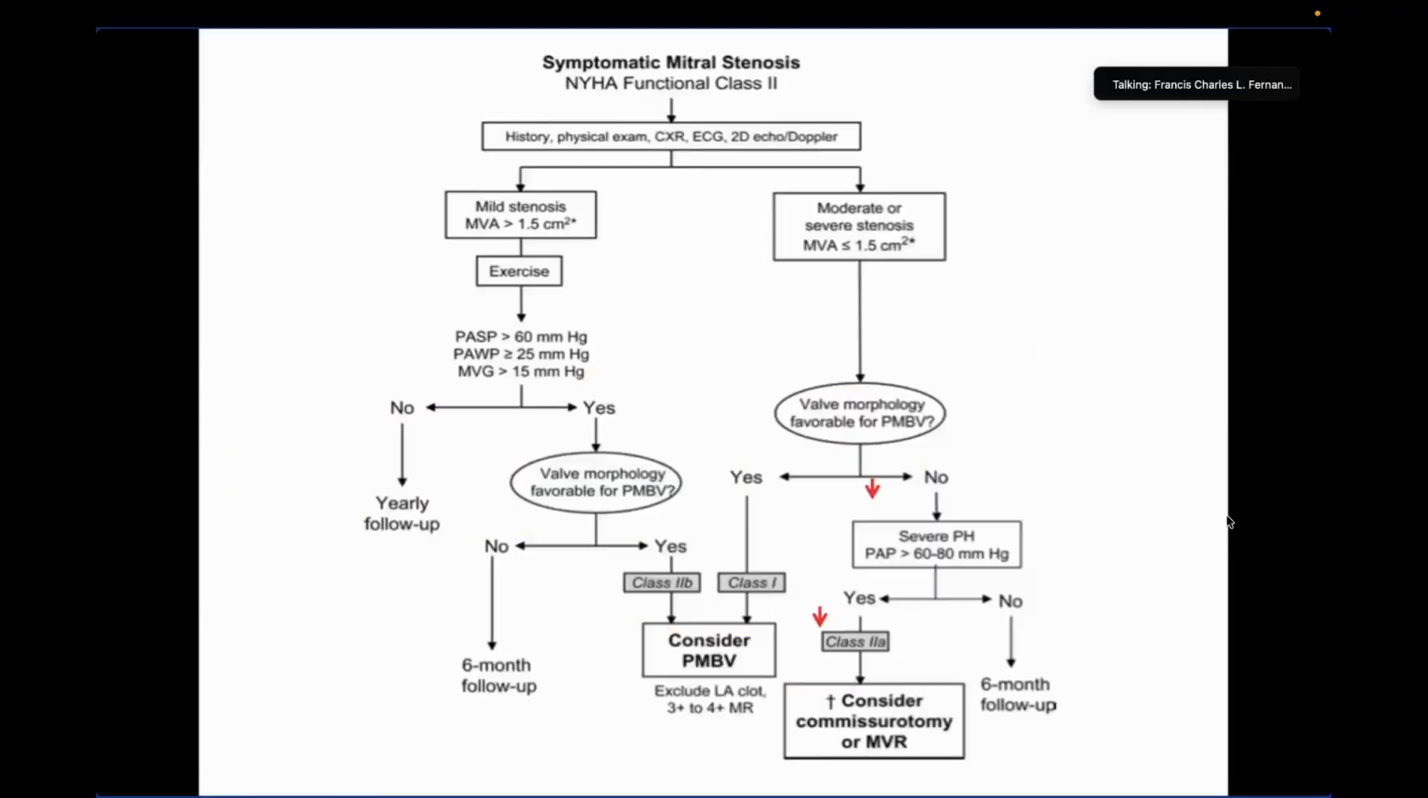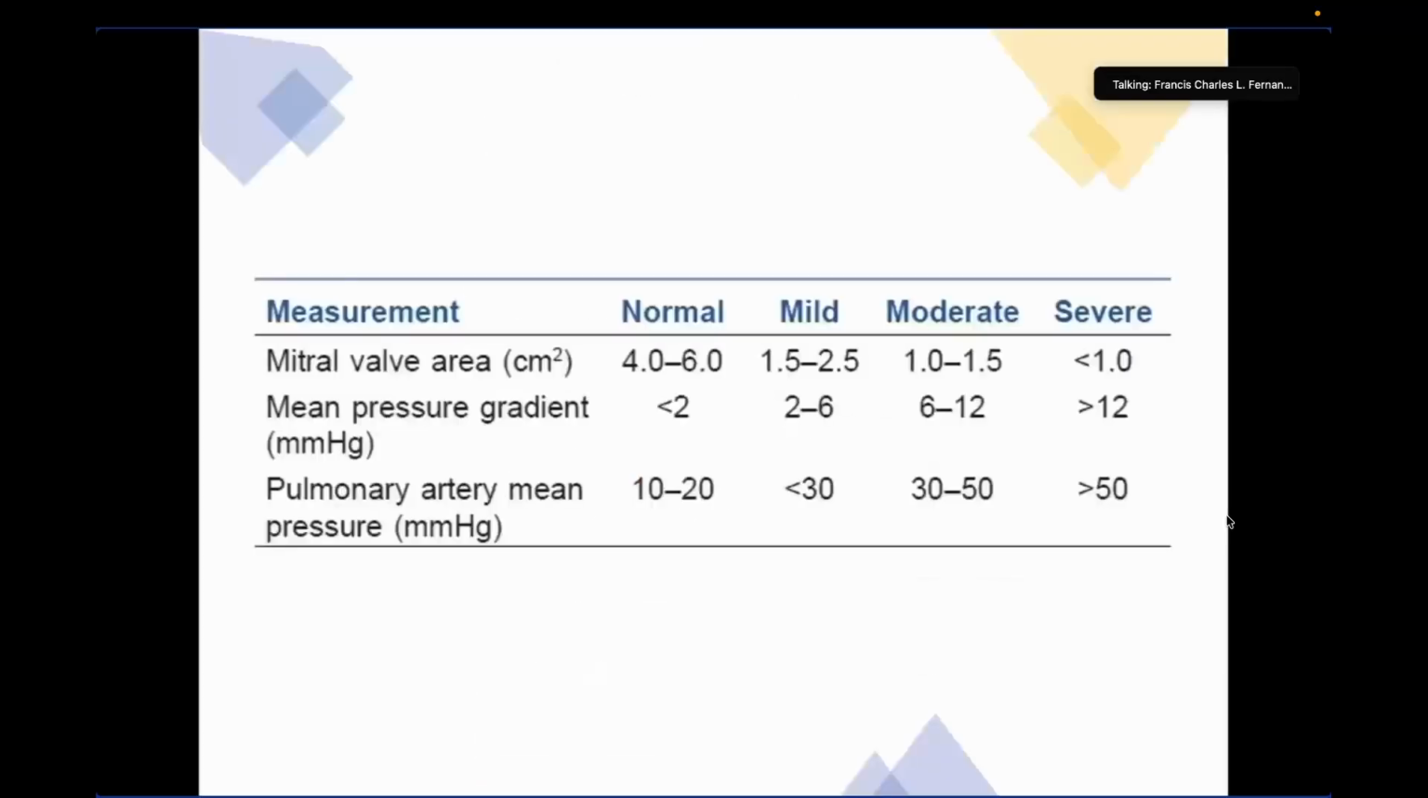Okay, so we discussed that. A valve area of less than 1, this is moderate severe, but this is the Filipino context. So the valve area of less than 1 square centimeter, and the gradient exceeds 12 already. So this is a lot among our patients.